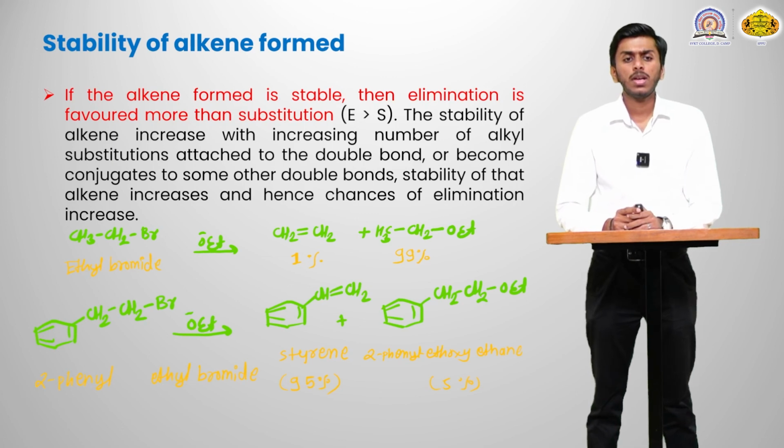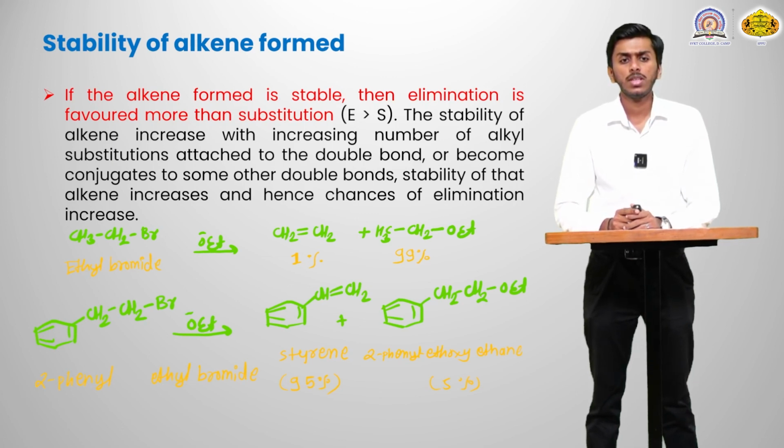Stability of alkene formed. If the alkene formed is stable, then elimination is favored more than the substitution reaction. We can see the more substituted alkene is more stable here. The stability of an alkene increases with the increase in the number of alkyl groups attached to the double bond, or if it becomes conjugated to some other double bond. The stability of that alkene increases, and hence the chance of elimination increases here.